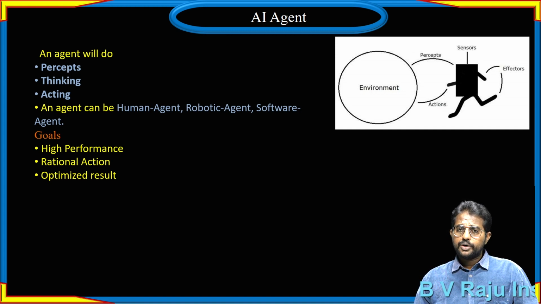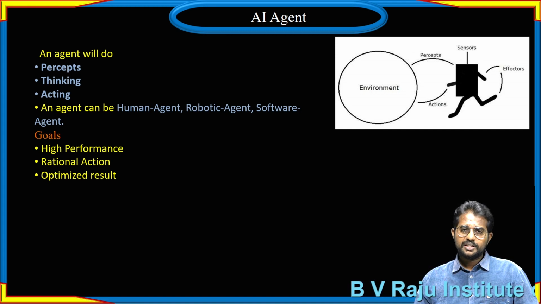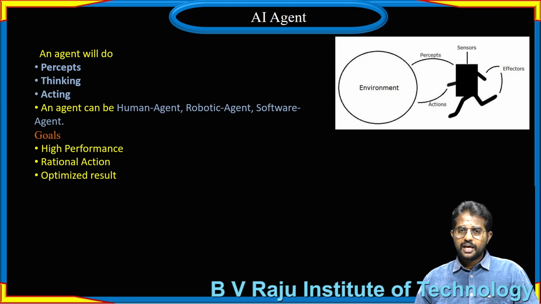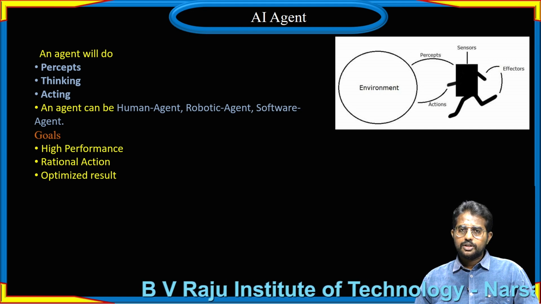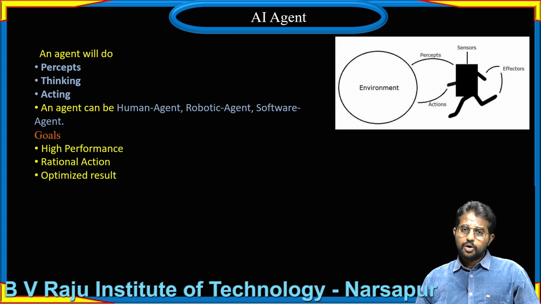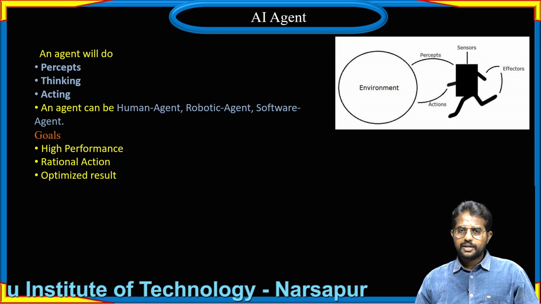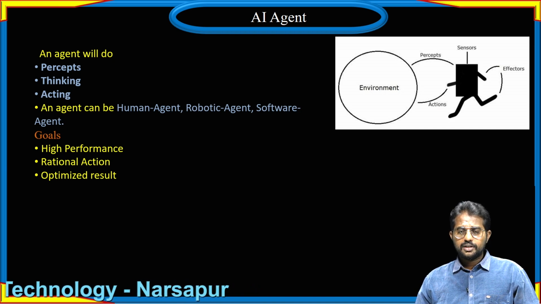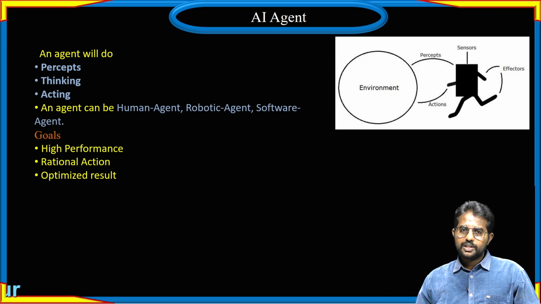So we don't need any low performance agent. If we are using the agent in a nuclear reactor, whatever core element is present in the nuclear reactor should maintain some temperature. If we are using a low performance agent there, it will end up in huge disasters. That's why we always want high performance agents.